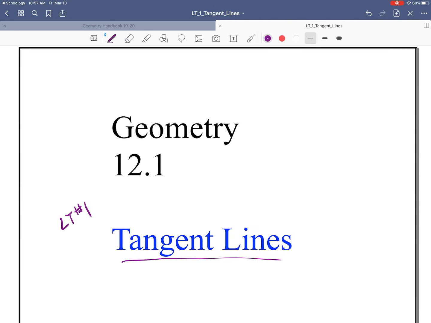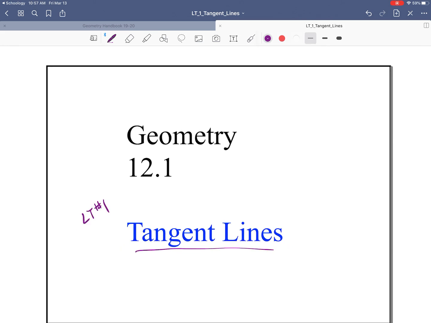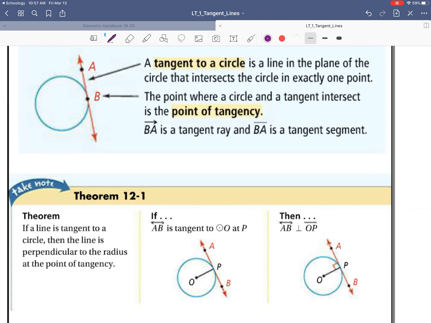Hi, this movie is for tangent lines. This is Learning Target 1 of the unit on circles.